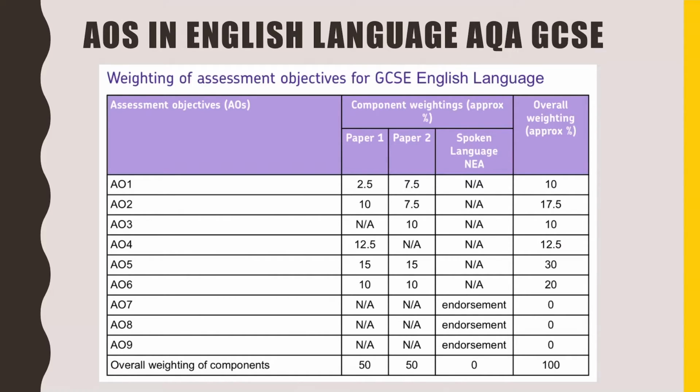Now, when it's specific to AQA, this is how all the AOs are laid out. As you can see on the left-hand side of this graph, these are all the different assessment objectives. Don't get scared when you see AO7, AO8 and AO9, because at GCSE level you're not expected to know very much about these. However, as you can see, you've got your AO1, AO2 all the way to AO6. And this is really important when you're thinking about paper 1 and paper 2 of your language.